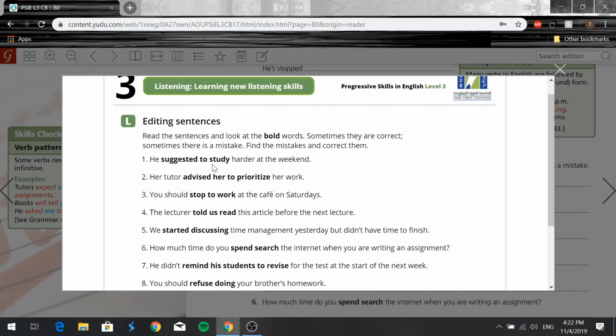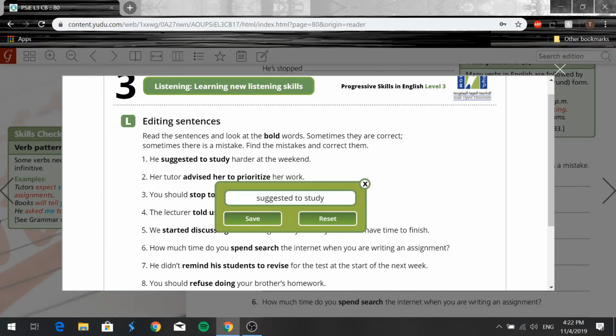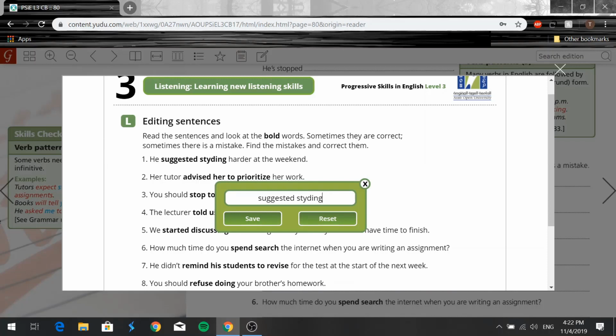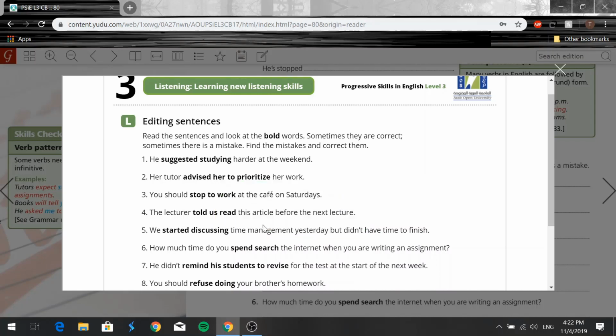So 1, he suggested to study harder at the weekend. This is wrong. I cannot use to here, so I'll say ing. So he suggested, right? Instead of to study, I'll say studying, right? He suggested studying. Well, I messed that up. Studying. Wow, I cannot type today for some reason. Suggested studying harder at the weekend. Okay? 2, her tutor advised her to prioritize her work. Well, this one's correct. There's nothing wrong here, so we're good.